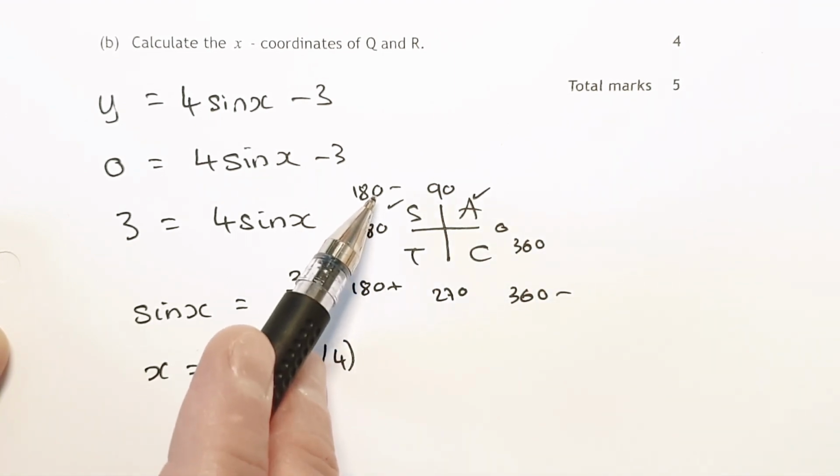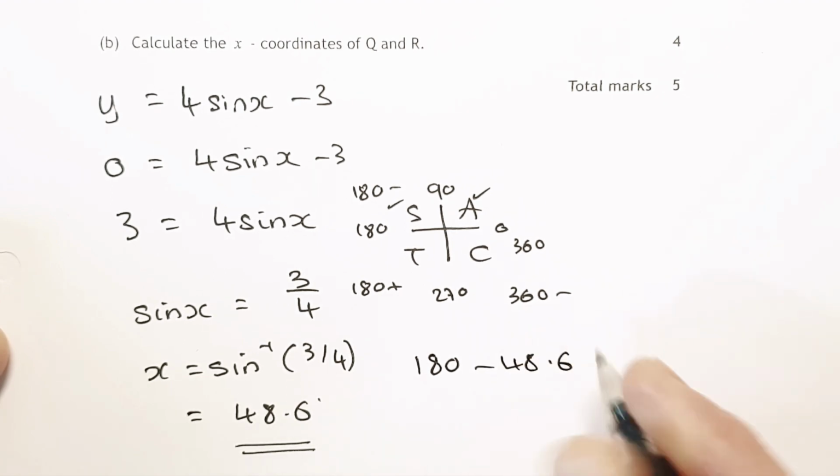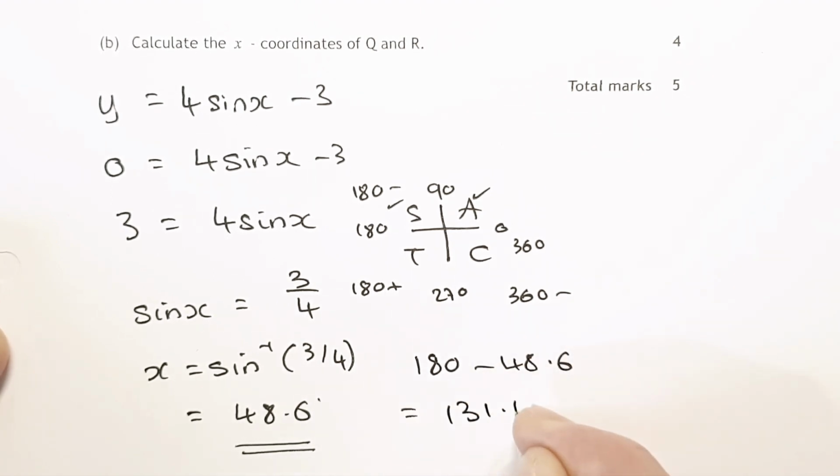To get the second one, we've got to subtract from 180. So 180 subtract 48.6 equals 131.4 degrees. And that gives us our second answer.